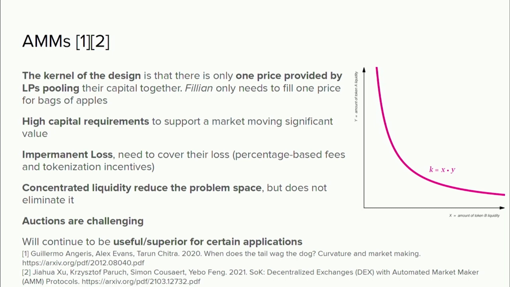Auctions are very challenging, and auctions are necessary in order to do fully decentralized oracles without validators and trusted counterparties for crypto assets. They'll continue to be useful and superior for certain applications, but we're strictly looking at an order-matching type of DEX problem here.